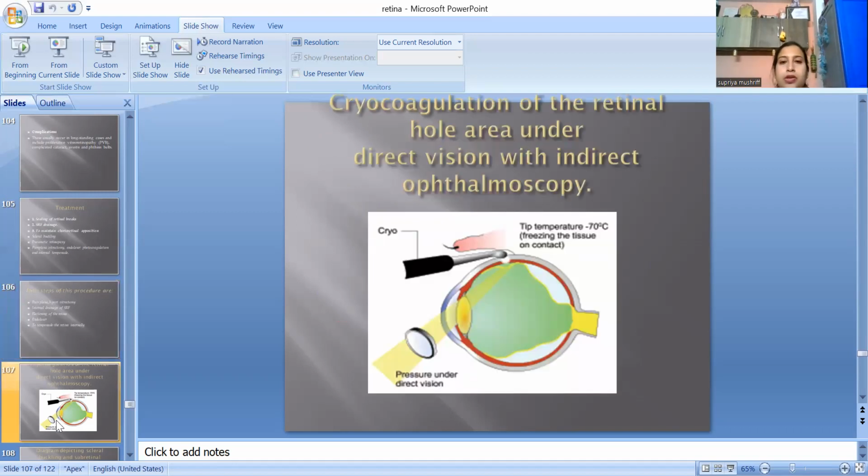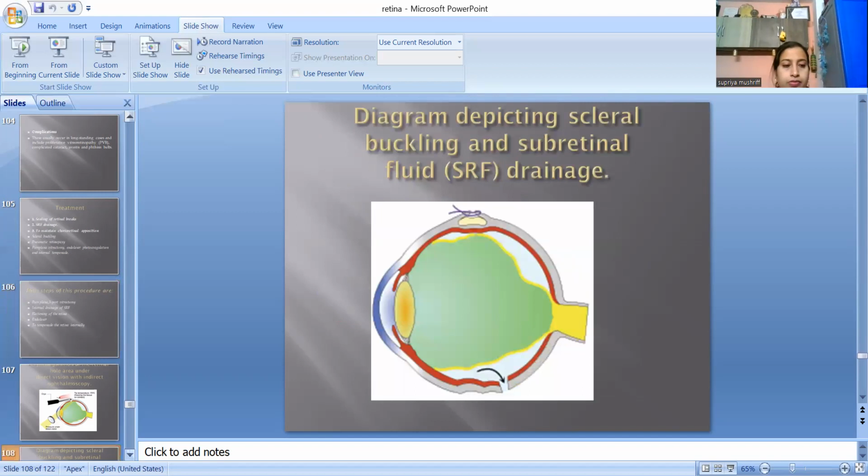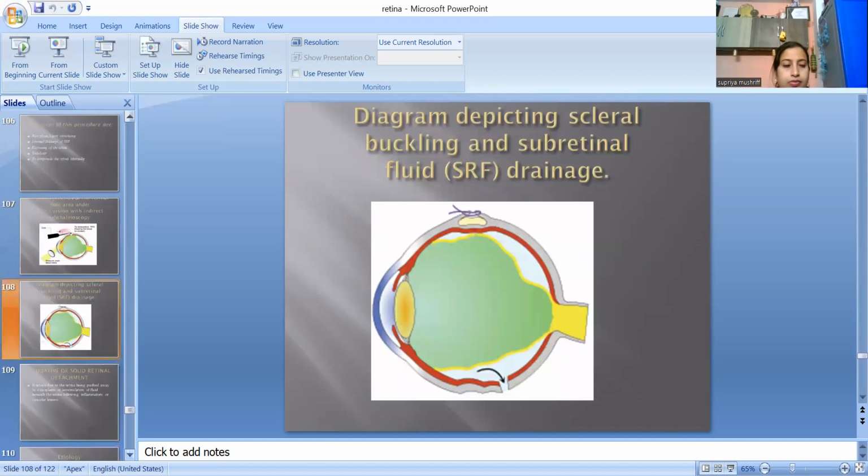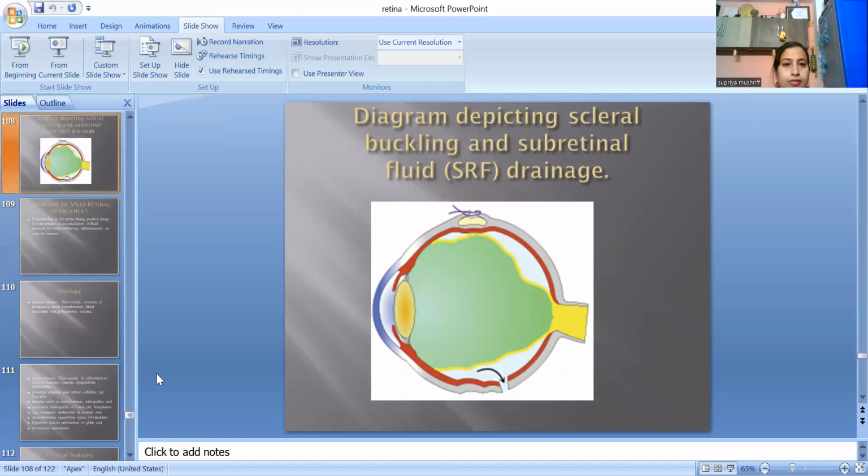So this is a diagrammatic picture where initially the retina was apposed and by the cryocoagulation of the retinal hole area under the direct vision of indirect ophthalmoscopy. But nowadays, endolaser has taken the place of cryocoagulation. Then this is a diagram depicting scleral buckling and subretinal fluid drainage. Now here we come to the end of rhegmatogenous RD.